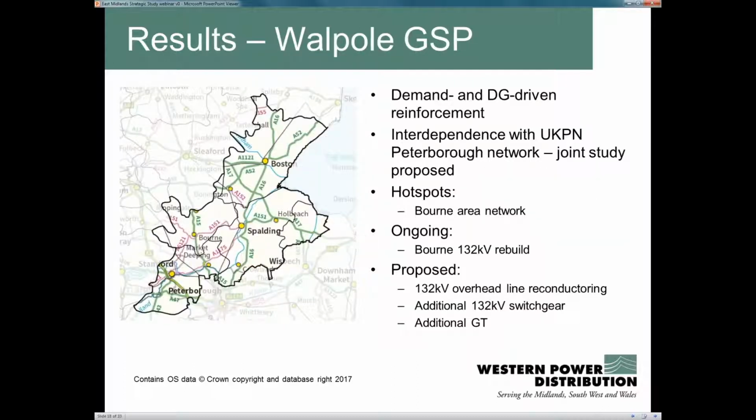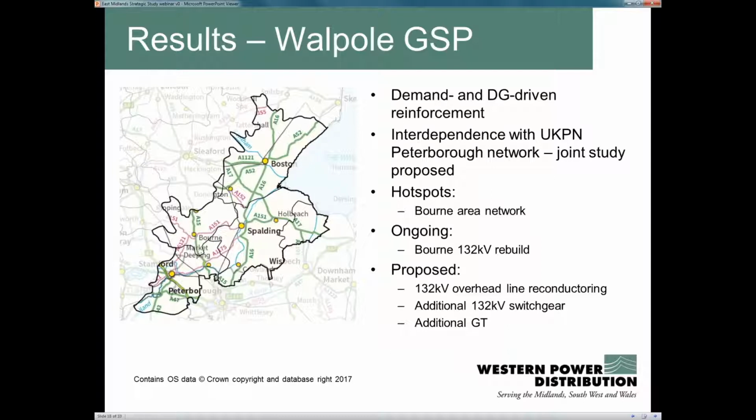A similar story for Walpole, in that it requires both demand and generation driven reinforcement. However, a slight difference with the Walpole group is that it's heavily dependent on the adjacent distribution network operator UKPN and their Peterborough network. So we're currently undertaking joint study work with UKPN to more closely understand what their future customer needs are and what our customer needs will be, and to see whether there's any strategic work that we can do across the border in order to strengthen and make our network more resilient, whilst also providing the correct capacity that customers require.